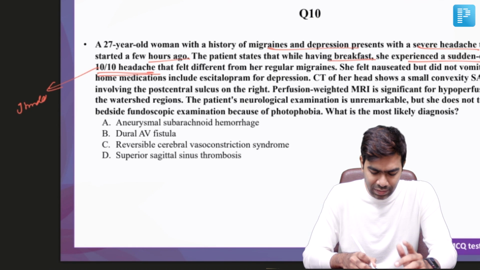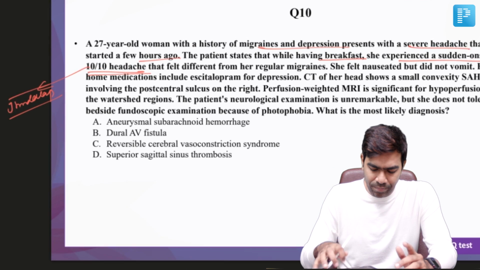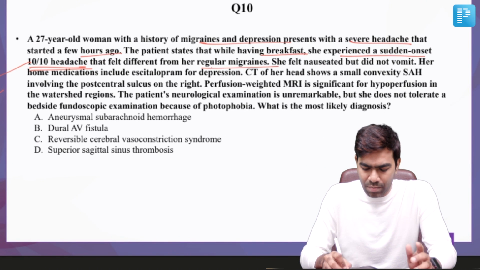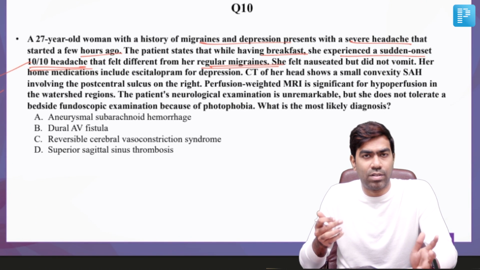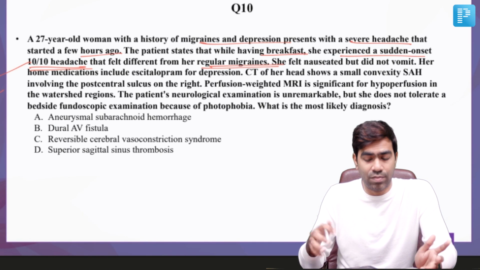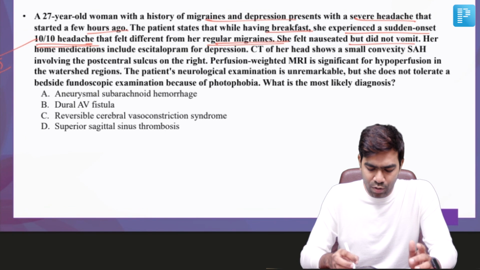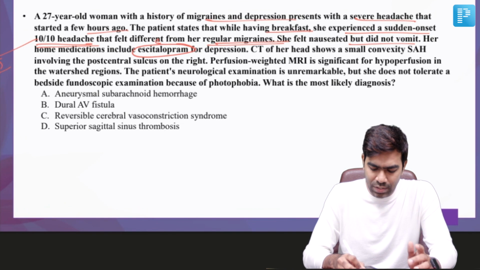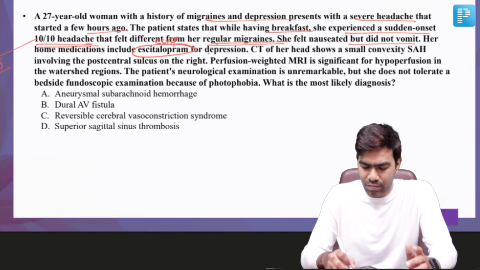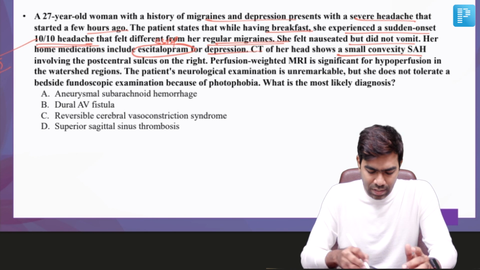So it must be a thunderclap headache that felt different from a regular migraine, which means it's a new onset severe headache, very different from her usual headache. She felt nauseated but did not vomit. Her home medications include escitalopram, which is an SSRI medication for depression. CT of her head shows a small convexity subarachnoid hemorrhage.